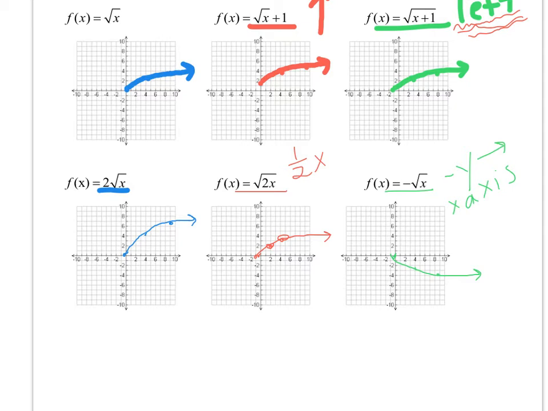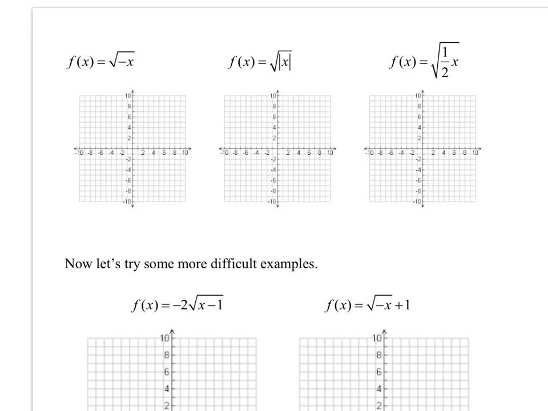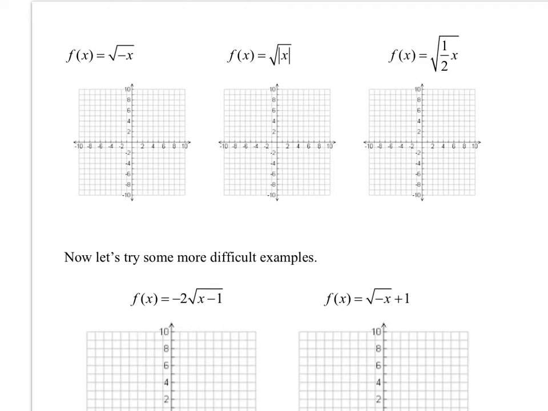Okay, so now if we look at the next page here. Now let's take a look at what happens with a root underneath the radical. If the x's are negative, that actually means it's going to be a y-axis reflection. And that goes back to all the symmetry we've learned.